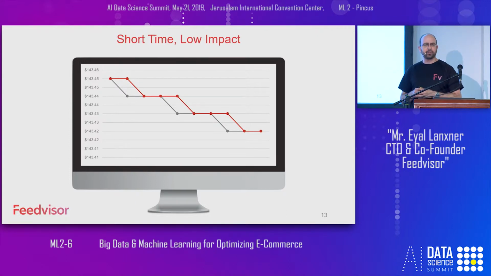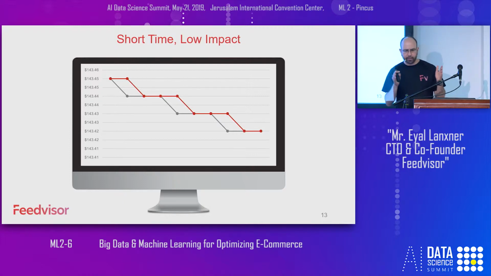We can see two sellers here selling the same product, each one represented by a different color, and you can see that over time, each one reduces their prices in order to win the buy box. And this is a classical price war. In this case, we're talking about a rather short time and low impact, not a lot of reduction of price, but definitely a price war.